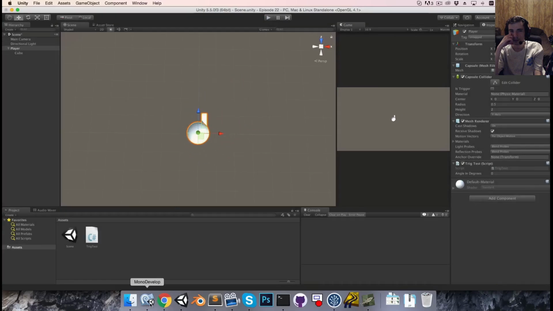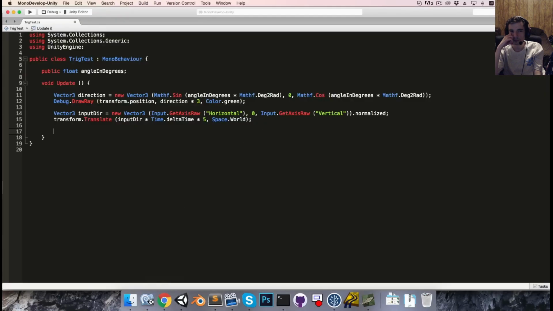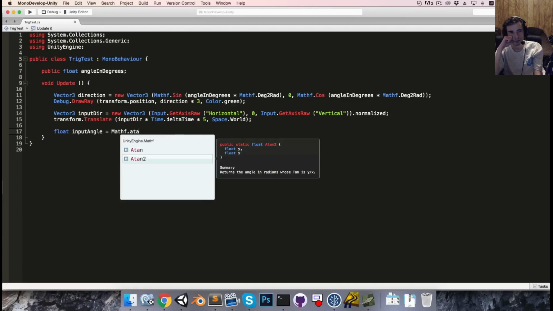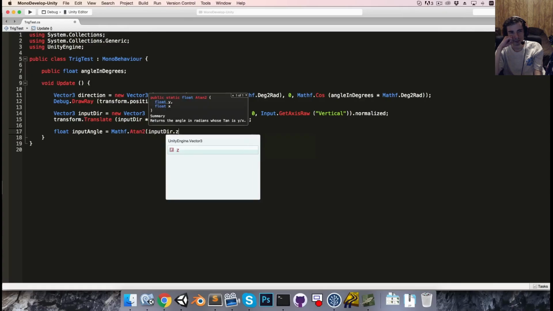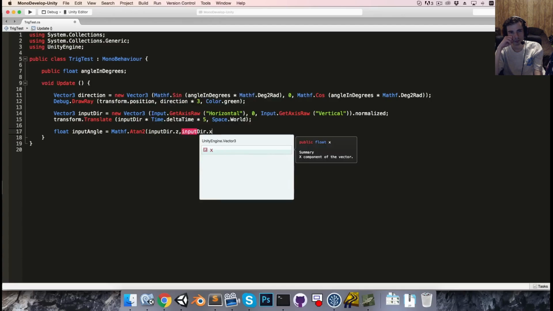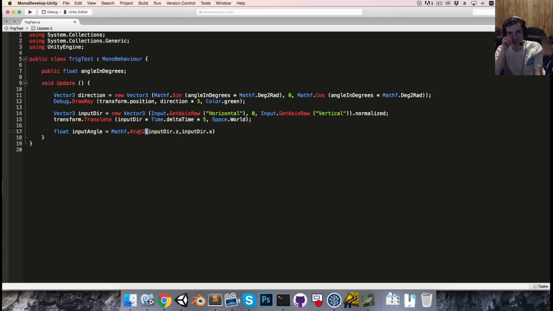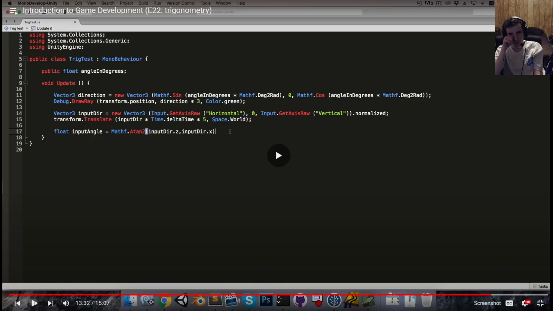Yippee. Okay, now to actually set the rotation, let's create a float called input angle, and we'll set this equal to Mathf.Atan2, passing in the y and x components of our directional vector. Well, in this case, since we're using a 3D vector, it will rather be the z and x components. So input direction.z and input direction.x. And Atan2 returns the angle in radians, so you can convert from radians to degrees, of course, by multiplying.